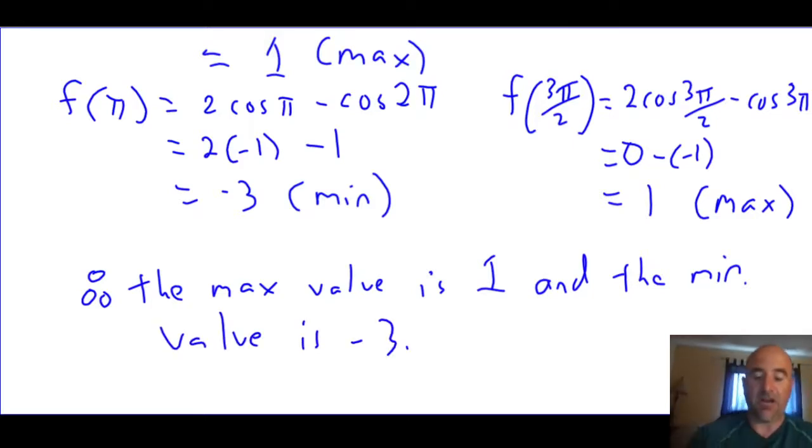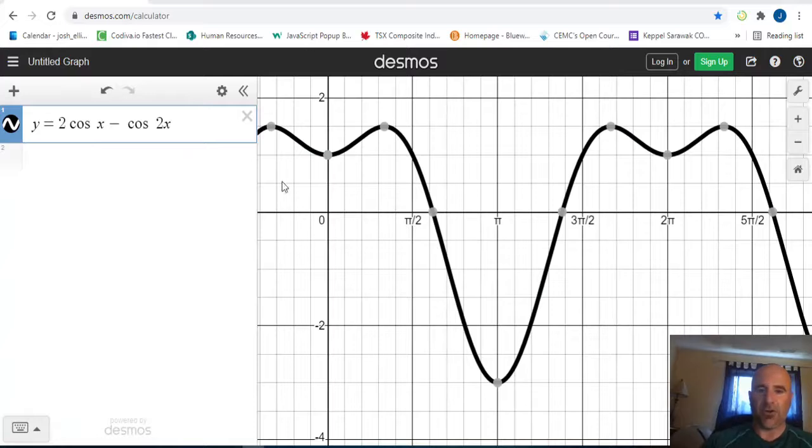Let's just take a look at the graph for a second. So you can see I have the graph here, and sure enough, there's the graph of 2 cos x minus cos 2x, and we can see that on the interval pi over 2 to 3 pi over 2, the endpoints, sure enough, are our maximum value of 1, and then again over here 1, and then our minimum value of -3.